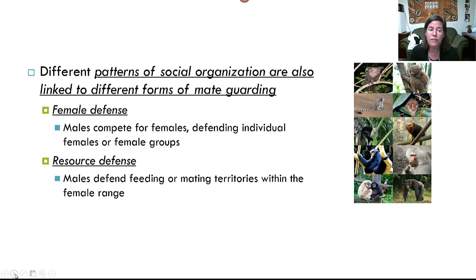Female defense mate guarding involves males who compete for females, and they defend individual females or female groups. So the males, the mates, are actually defending their spouses from other individuals who may try to mate with them. We also have what's called resource defense, where males defend feeding or mating territories within the female range. So the males are defending resources, effectively, that the females need to survive and reproduce successfully. They're not defending the females per se as much as the resources that the females require. And each of these results in very different patterns of social organization.